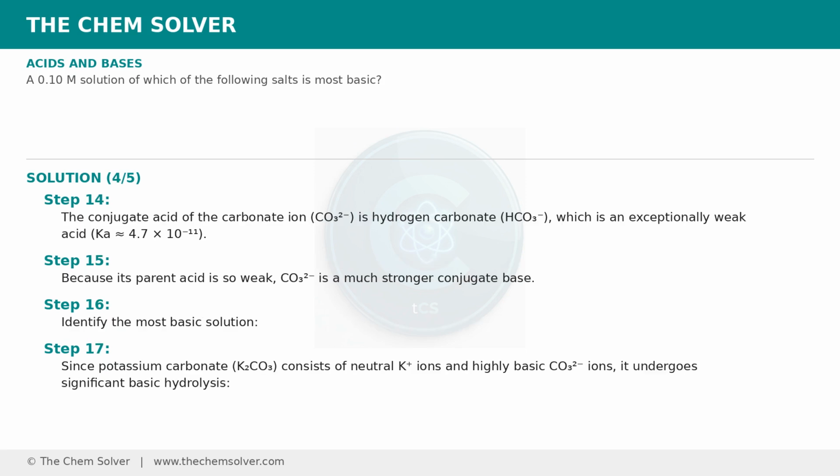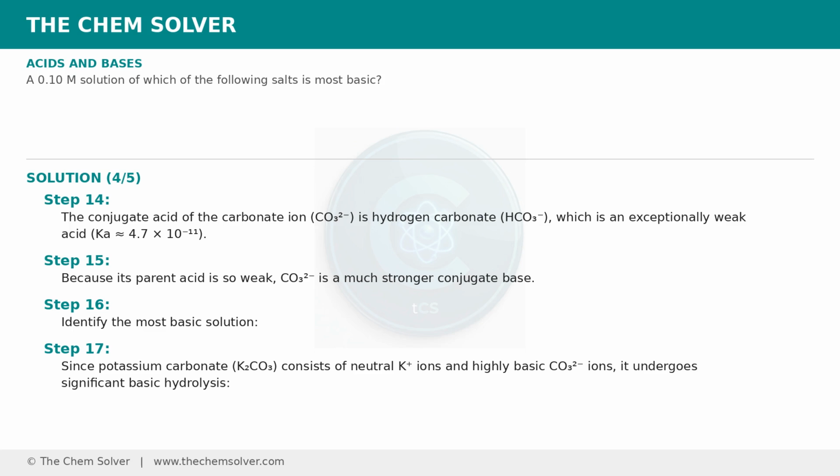The conjugate acid of the carbonate ion, CO3 2-, is hydrogen carbonate, HCO3-, which is an exceptionally weak acid, Ka approximately 4.7 times 10^-11. Because its parent acid is so weak, CO3 2- is a much stronger conjugate base.